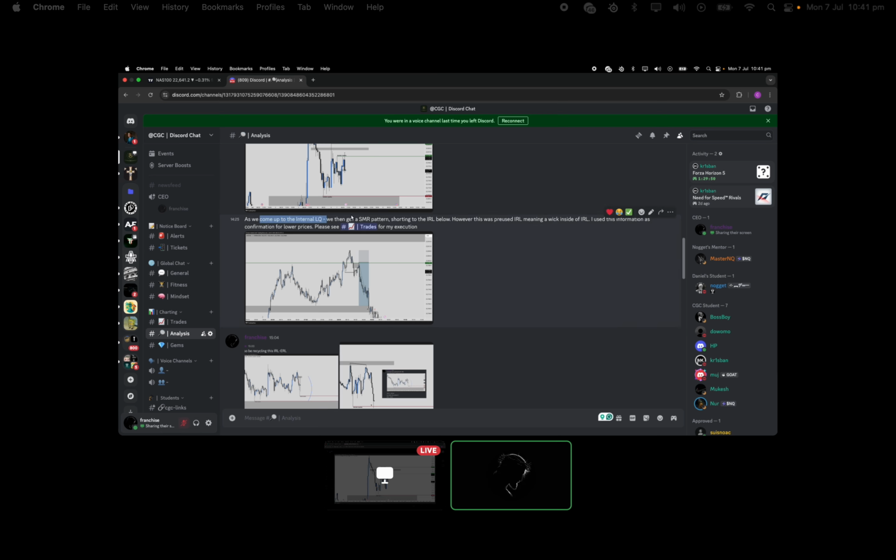As we come up to the internal liquidity, we get an SMR pattern, meaning your smart money reversal pattern, shorting to the IRL below. However, this was pre-used IRL, and I'll show you this on the charts. However, this was pre-used IRL, meaning a wick inside of IRL. I use this information as a confirmation for lower prices. Please see hashtag trades for my execution, which I'll show you after this.